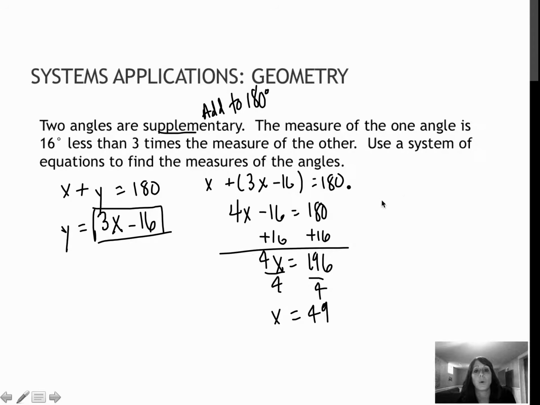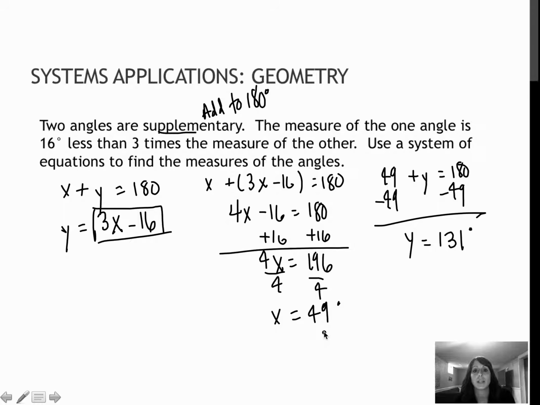Again, I need to find both angles, so 49 plus y equals 180. I'm going to subtract 49 to get y equals 131. So again, I would write a sentence that said the measures of the two angles are 131 degrees and 49 degrees.